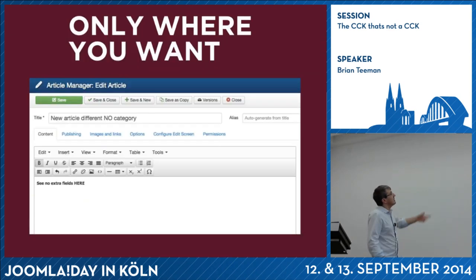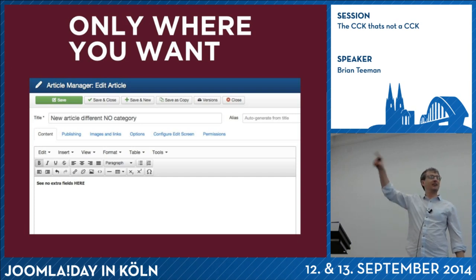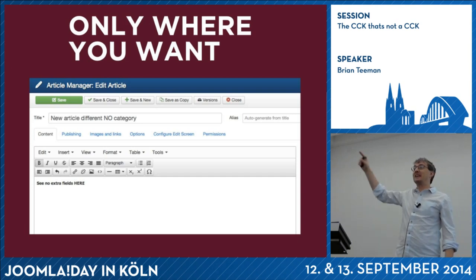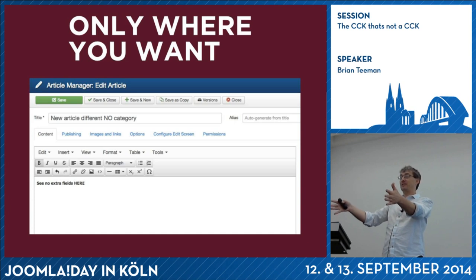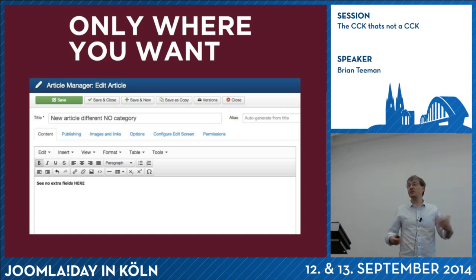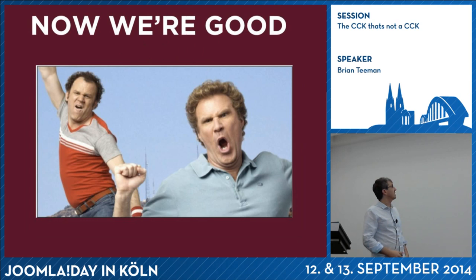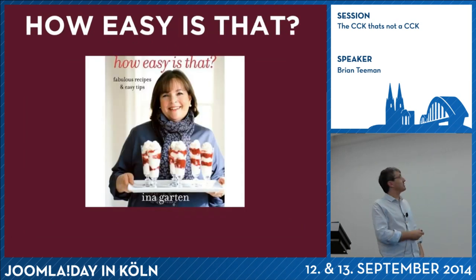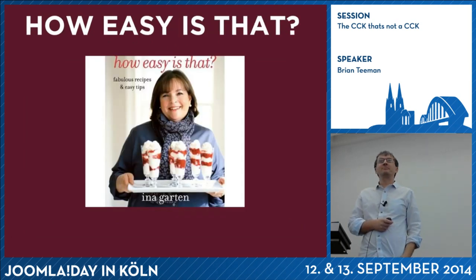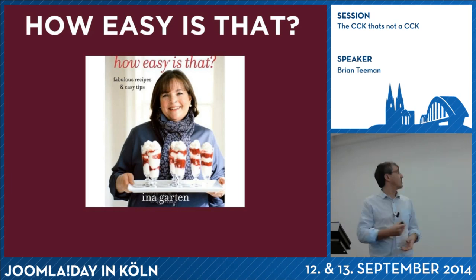Now, if I go to a completely different category that is of content that's not matches, there's no extra tab there. So you don't always have these extra tabs saying new stuff, where you have to click in it to see if there are any extra fields for this category. It only shows the tab if there are extra fields. That's it. We're good. How easy was that? Done. That really is all there is to it.